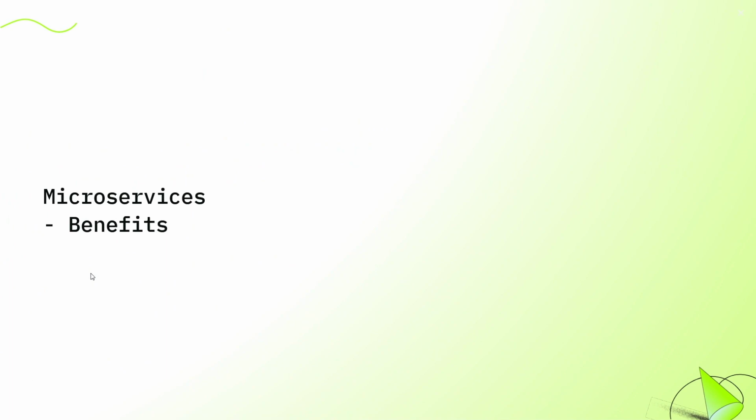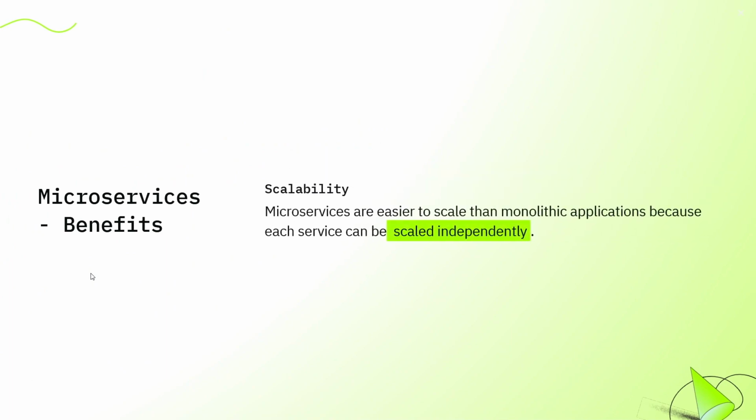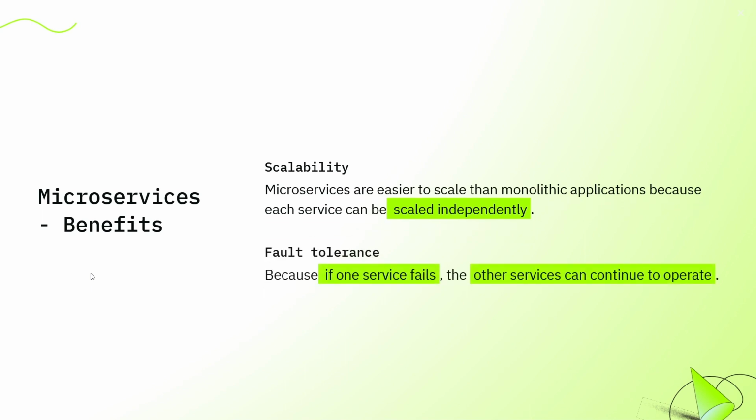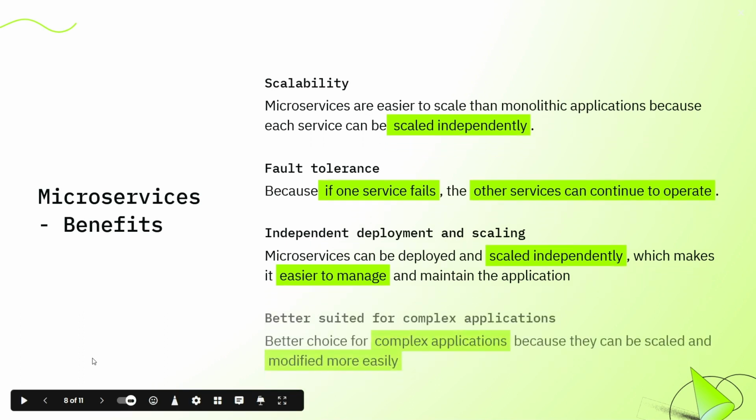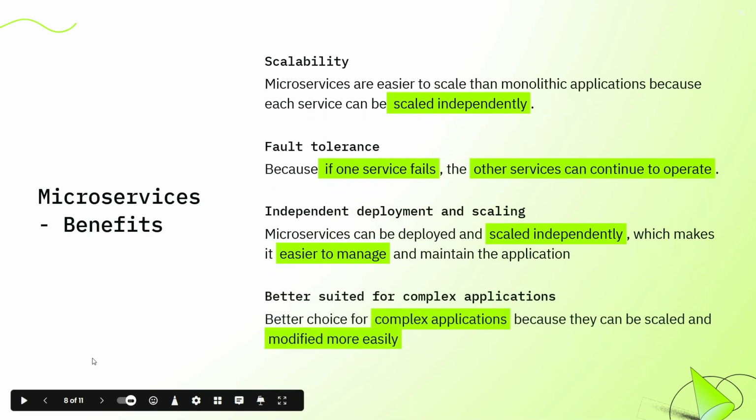So, here are some benefits of microservices. Scalability: as we discussed, services can be scaled independently. And fault tolerance: if one of the services fails, the others continue to work. Independent deployment and scaling: scaled independently, which means easier to manage. A better choice for complex applications because they can be scaled and modified more easily. So here are some challenges of monolithic apps which are solved by microservices.